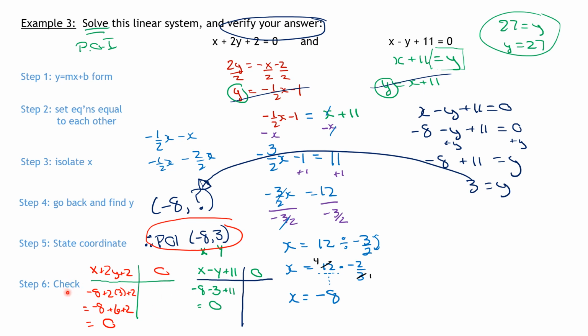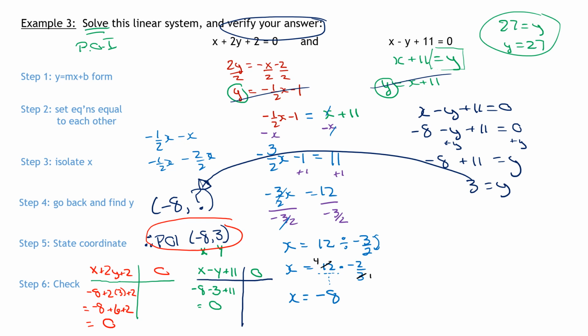So that's your check. That proves that negative 8, 3, that point is on the red line, and it proves that negative 8, 3 is on the green line. Therefore, it's on both lines, so it must be the point of intersection because it's on both lines. That's all that it can be. So we're done. I'm just going to show you graphically.